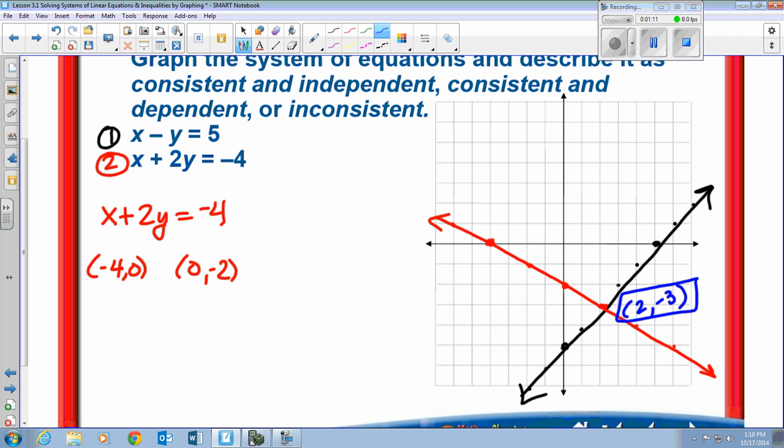If they share one point, the answer is the point they share. If they share infinitely many, the answer is infinite solutions. If they share none, the answer is no solution. So this is an example of a consistent and independent system.